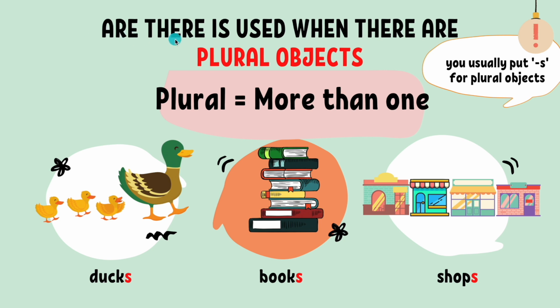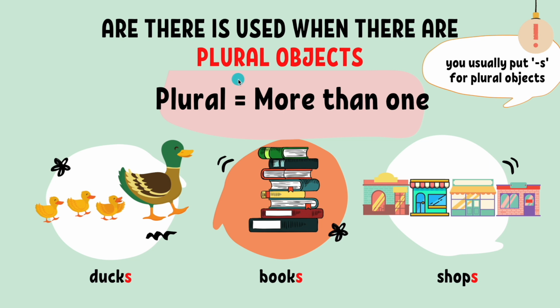Now we go to are there. Okay, are there is used when there are plural objects. Okay, we use are there when there's plural objects. Kita guna bila plural objects. Apa maksud plural objects ni? Plural here means more than one.